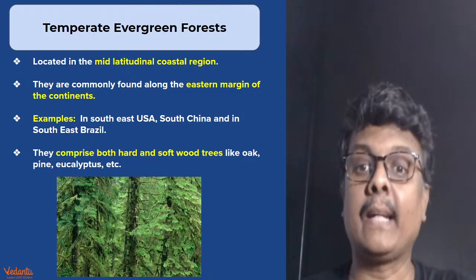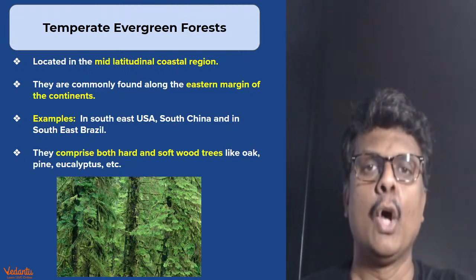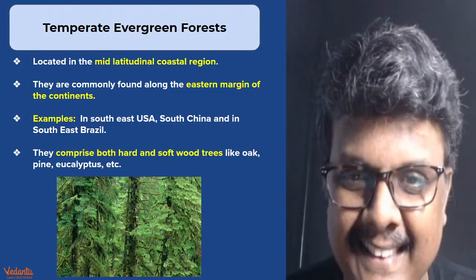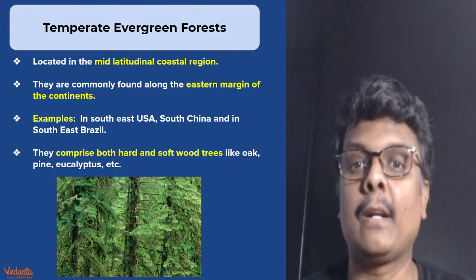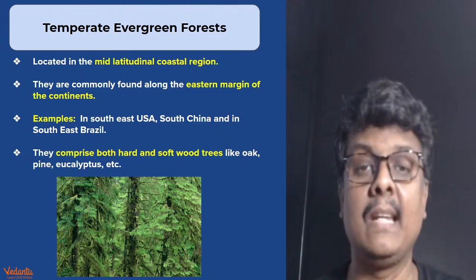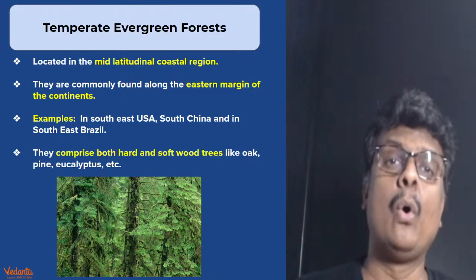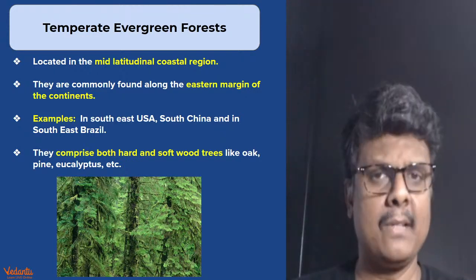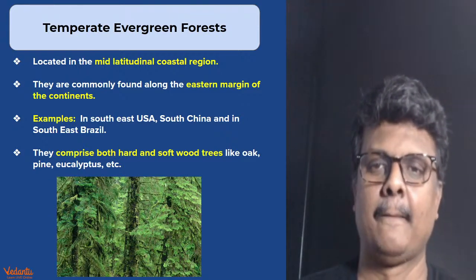What kind of woods are there? See here, oak trees, pine trees, eucalyptus. All are tall ones. They will not be so dense. All right. So temperate evergreen forests are found more in the US, South China, Southeast Brazil, etc. And trees like oak, pine, eucalyptus, etc. grow. Eucalyptus grows even in India, guys, but very, very less.